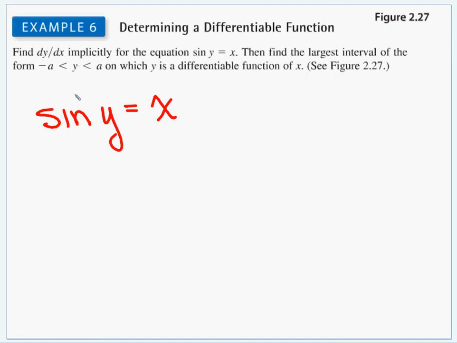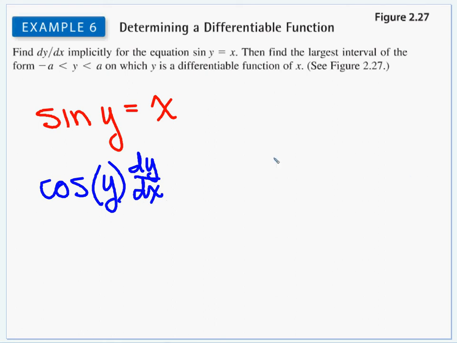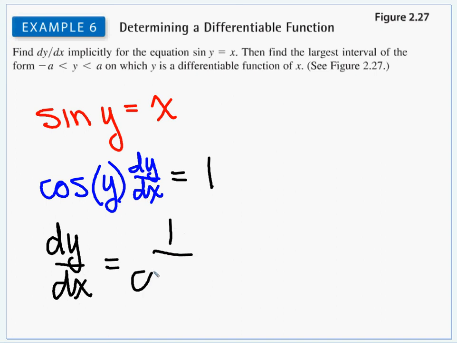So we're going to derive dy dx. Sine derives to cos. We're going to be taking the cos of that same angle y, but since a variable mismatches there, we create a dy dx. And that is equal to the derivative of x with respect to x, which is 1. So our derivative dy dx is equal to 1 over the cosine of y.